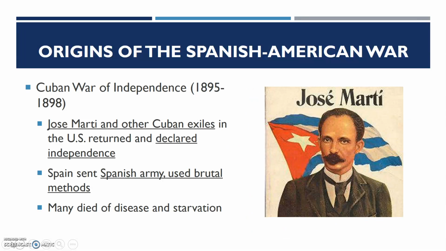So, in 1895, a war for independence began, led by a man named Jose Marti and other Cuban exiles who had been in the United States, fleeing the Spanish government, and decided to return to declare independence on behalf of the Cuban people. Spain reacted by sending the Spanish army and trying to put down this revolution by using very brutal methods. Many people were imprisoned, and they died of disease and starvation in the prisons.